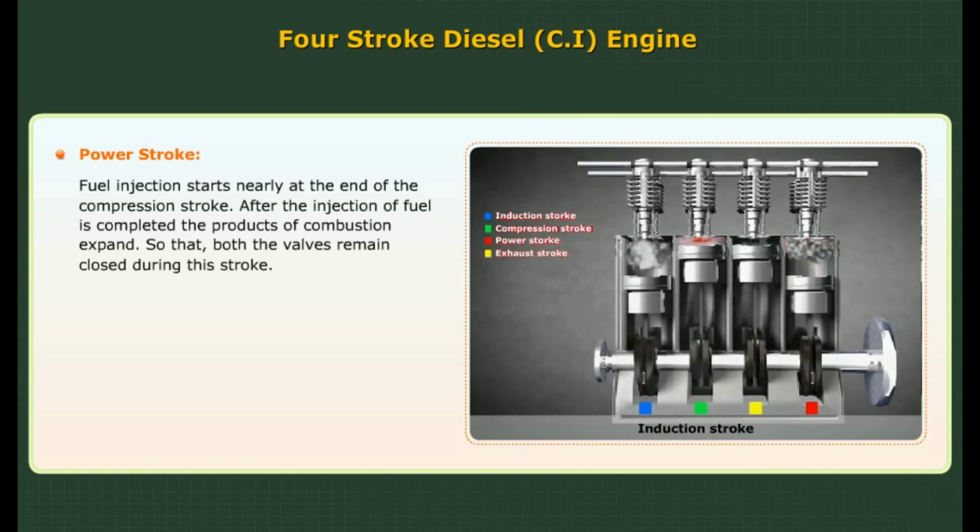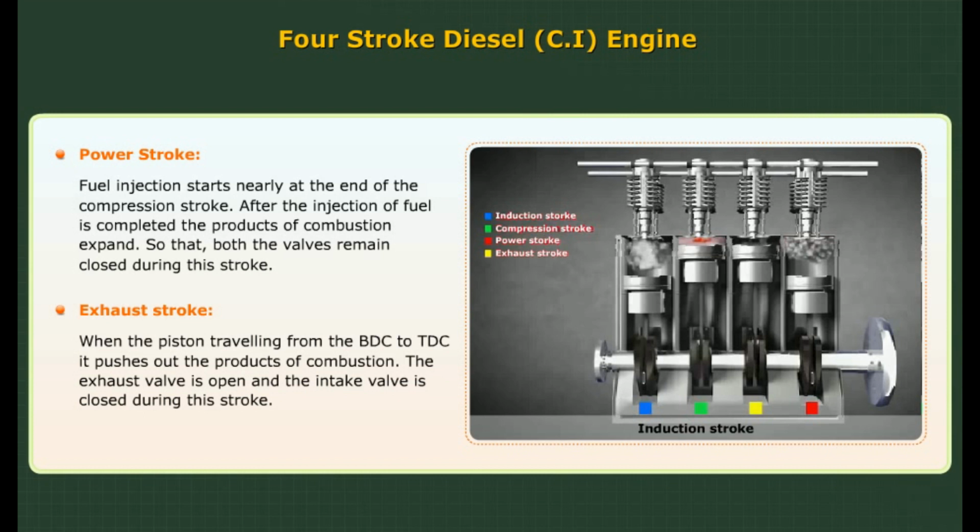Power stroke. Fuel injection starts nearly at the end of the compression stroke. After the injection of fuel is completed, the products of combustion expand, so that both the valves remain closed during this stroke. Exhaust stroke. When the piston travels from BDC to TDC, it pushes out the products of combustion. The exhaust valve is open and the intake valve is closed during this stroke.